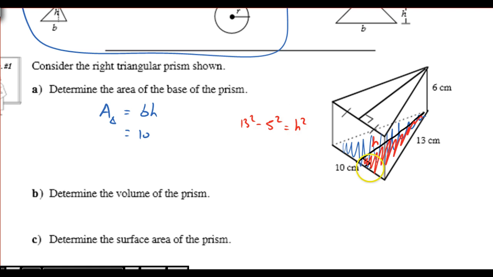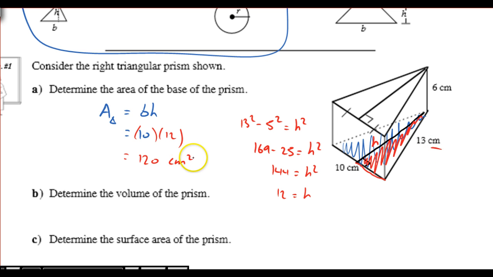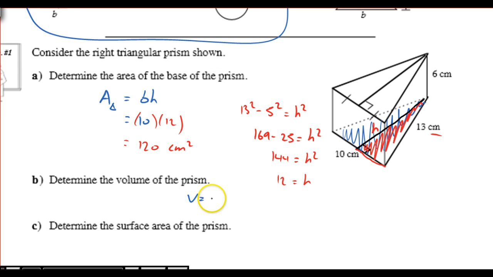Now how did I get 5? Well, that would be half of 10 over here. Okay, so 13 squared is 169 minus 25 equals the height squared. That is 144, and the square root of that is 12. So the height of this triangle is 12. So 10 times 12 would be 120. So the area of the base is 120 centimeters squared. Okay, the volume would just be the area of the base times the height.